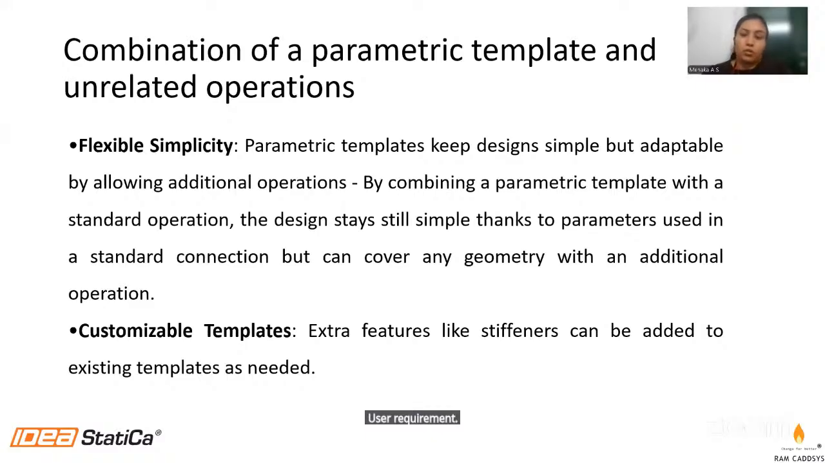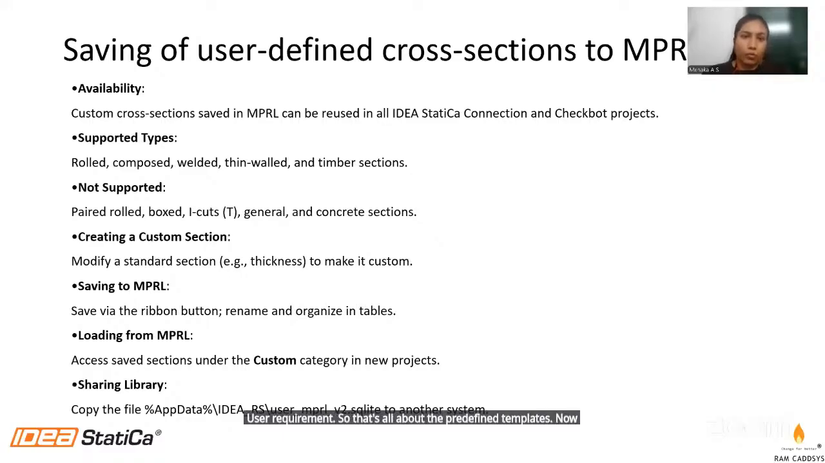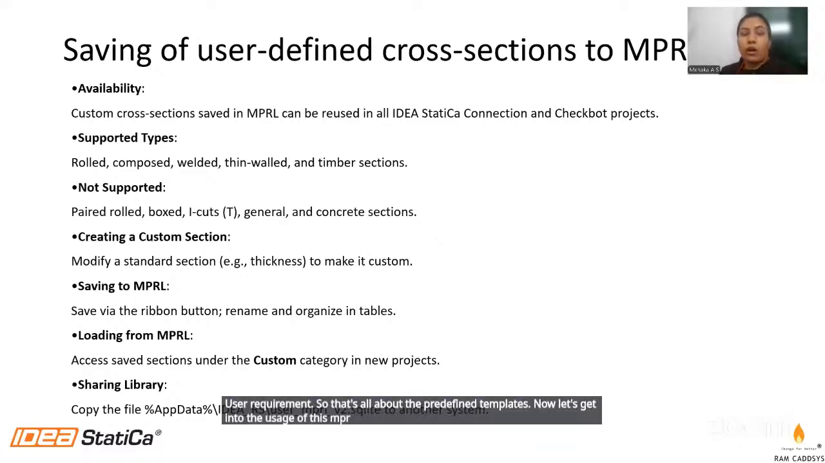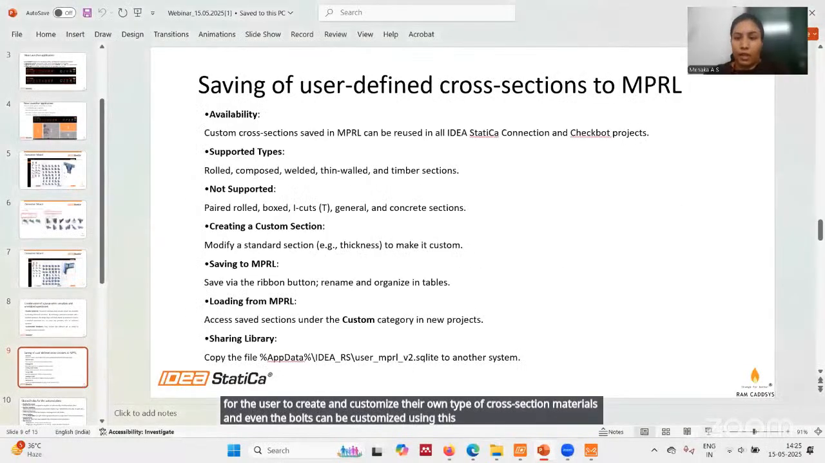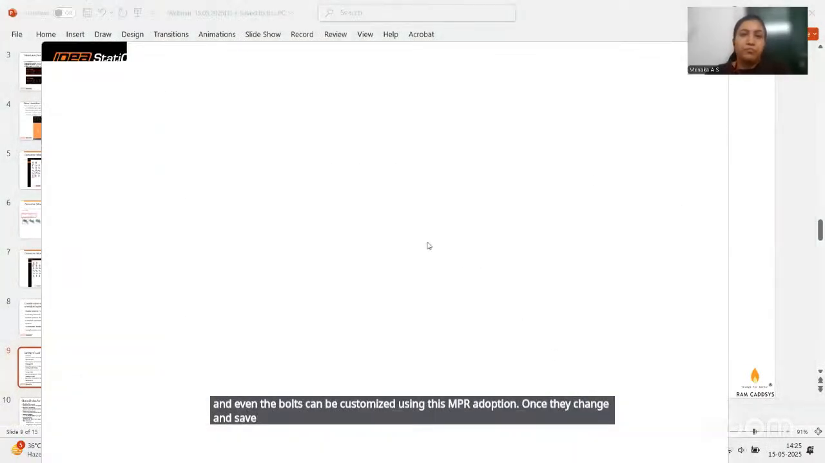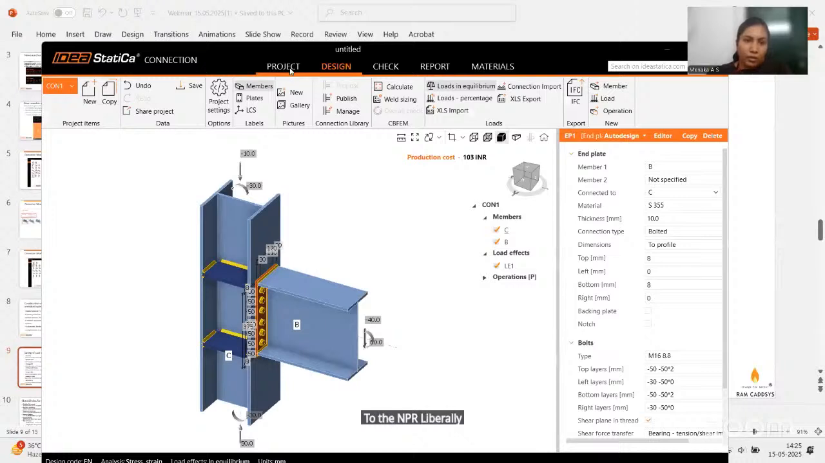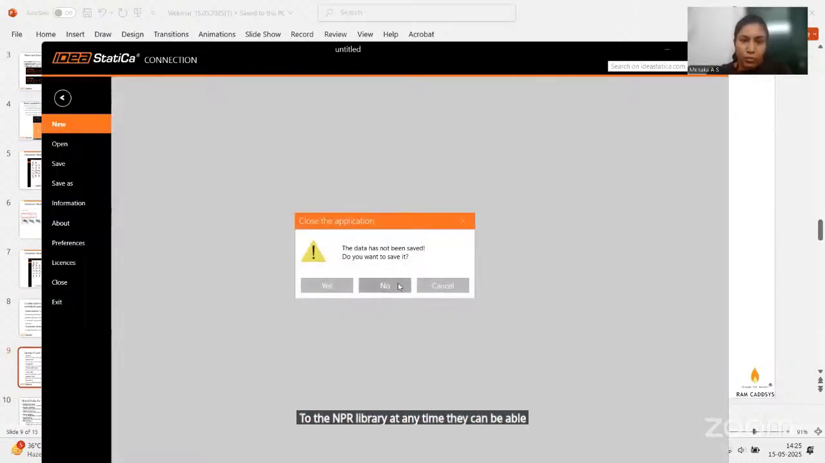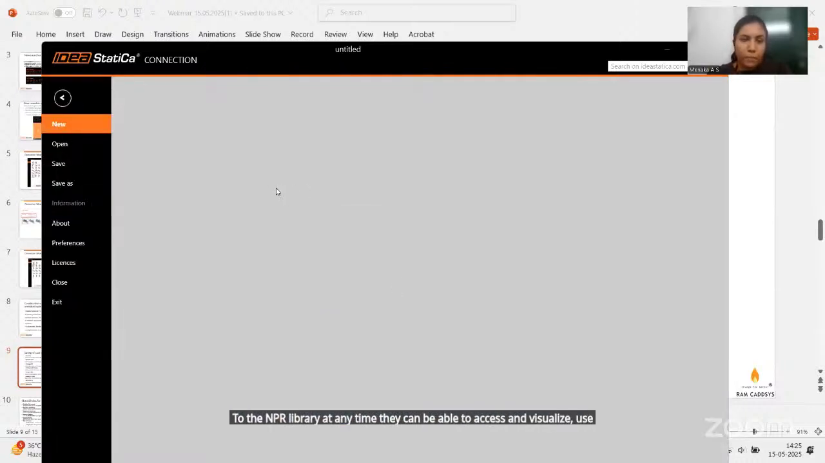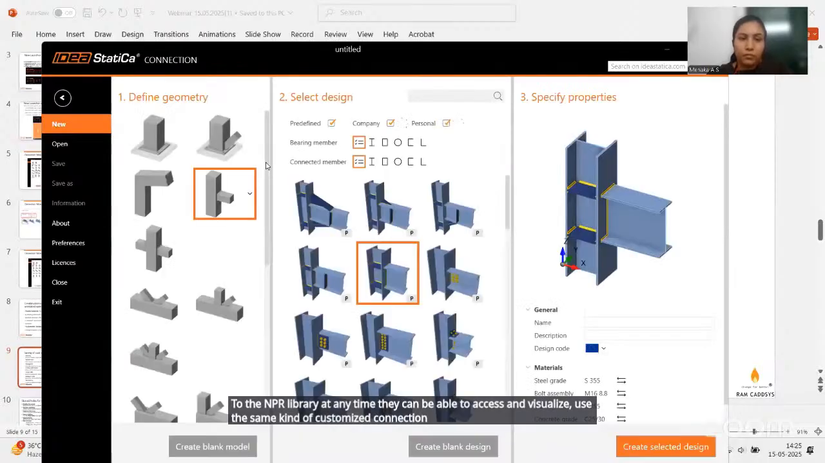That's all about the predefined templates. Now let's get into the usage of this MPRL library. It is a very good added advantage for the user to create and customize their own type of cross section materials, and even the bolts can be customized using this MPRL option. Once they change and save it to the MPRL library, at any time they can access, visualize and use the same kind of customized connection in their actual working templates.